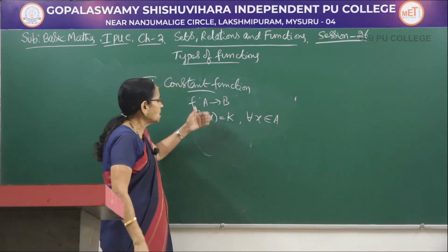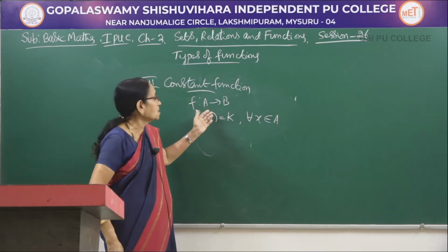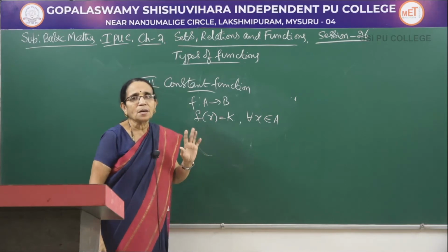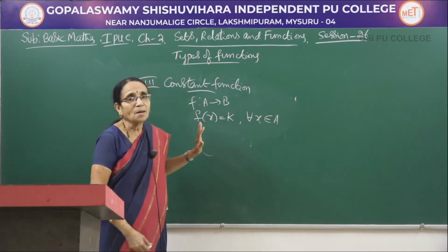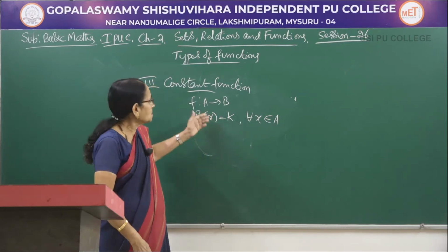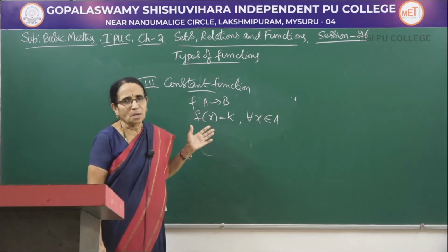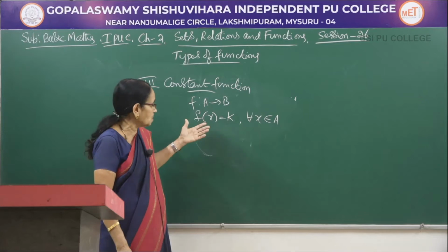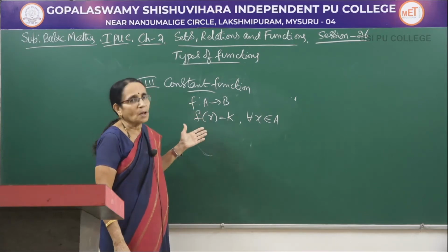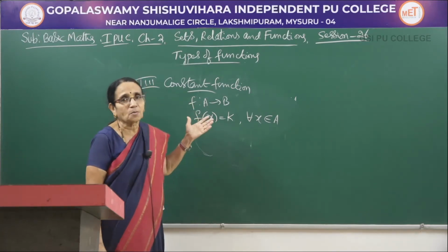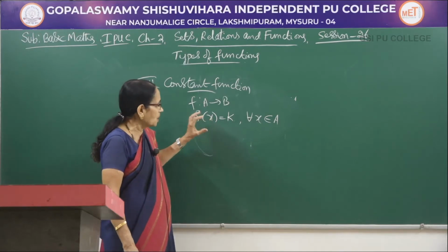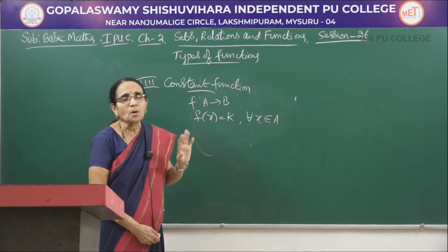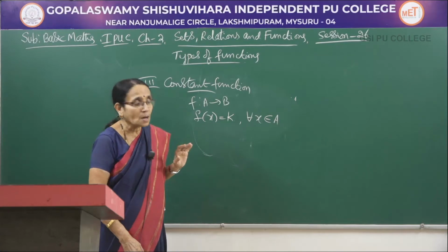That means that any element you take from the set A will have only a common image k in the second set B. See, x can be some number here, need not be a particular number, not an integer like that I am saying. It can take any value. Suppose it is a real set we are considering. All the real values will be mapped onto a common element which is a constant.